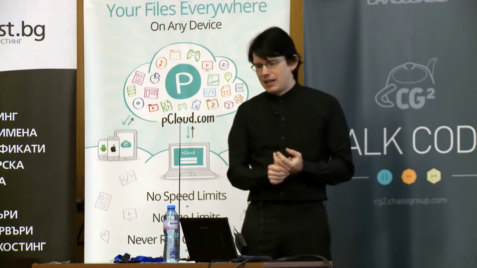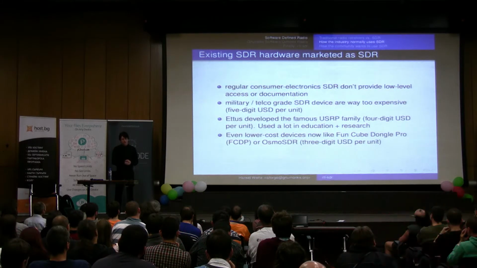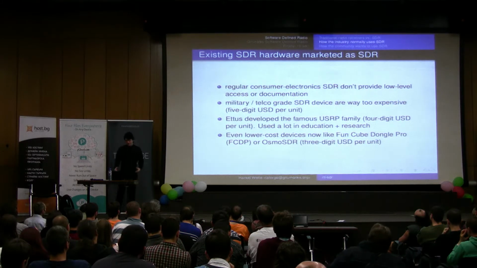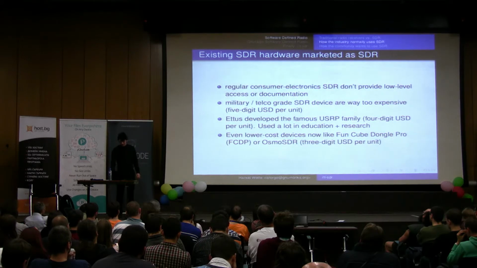Well, there is some hardware that is marketed as SDR that has existed for quite some time, for many years. The most commonly known device family for software-defined radio receivers that anyone could buy. Basically, there's the military stuff, which is way too expensive for any normal person to afford. And then there's the USRP family of Ettus, which is a series of boards in the range of, let's say, $700 to $2,000, which is still a lot of money, but it's within reach of a lot of people.